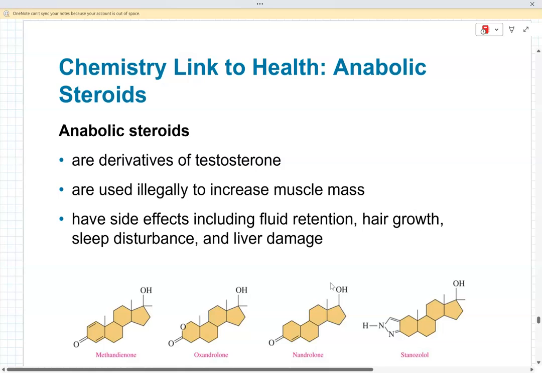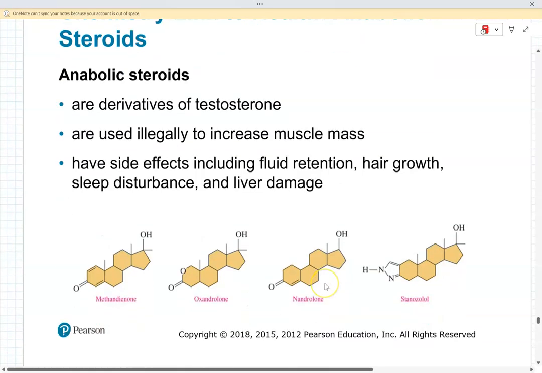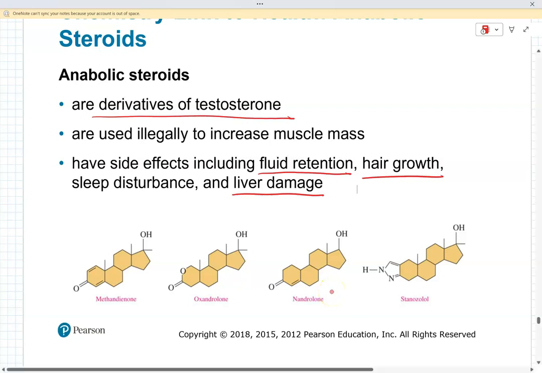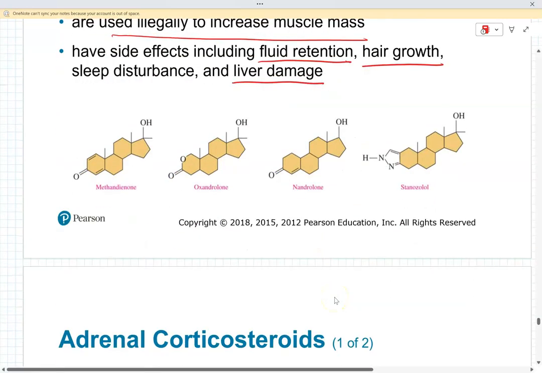The answer is yeah. So various derivatives of testosterone have much less side effects than testosterone itself. Still going to be liver damage. Fluid retention is a big part of it, yes. It's true, because they're steroids. Hair growth, I don't know if it's a negative thing. Sleep disturbances and rage in general, yes. Okay? But this is the statement, they use it illegally to increase muscle mass.